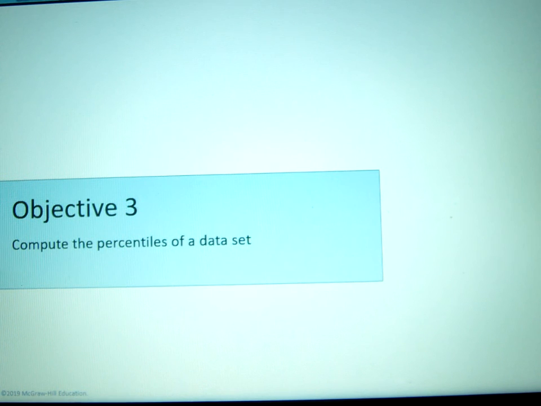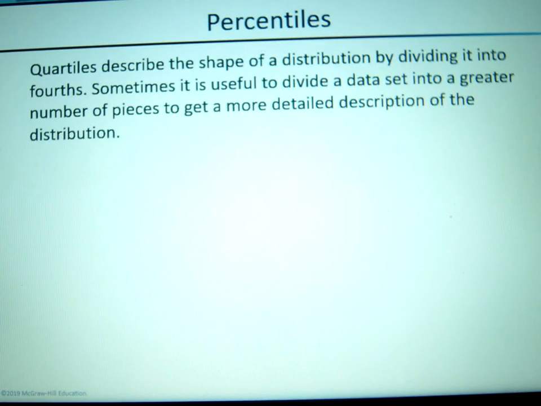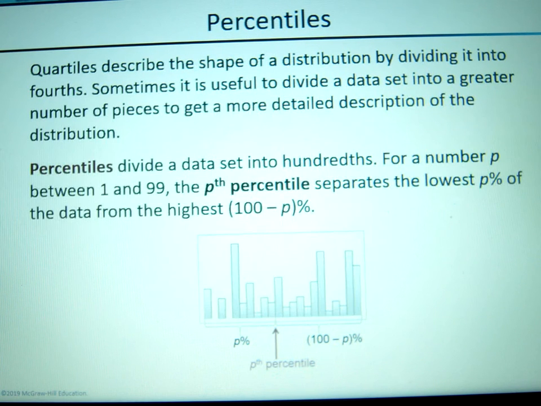Now we're going to take a look at percentiles. People often get percentiles and percentages a little confused. Quartiles describe the shape of the distribution when we are dividing it into 4 parts, but sometimes we need to divide it into a greater number of pieces, and we use 100 because we're used to percentages. So percentiles divide a data set into hundreds.